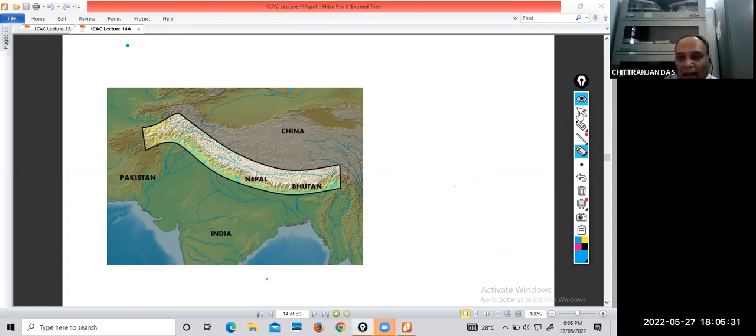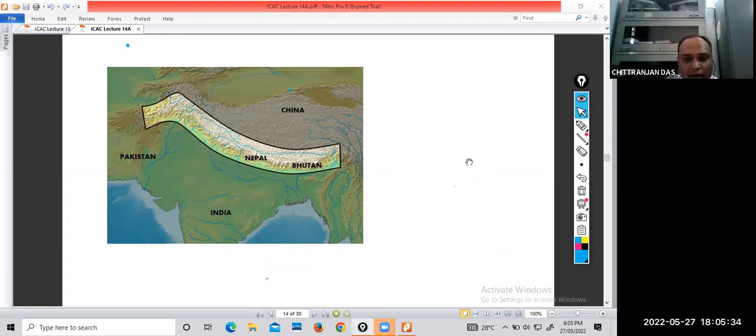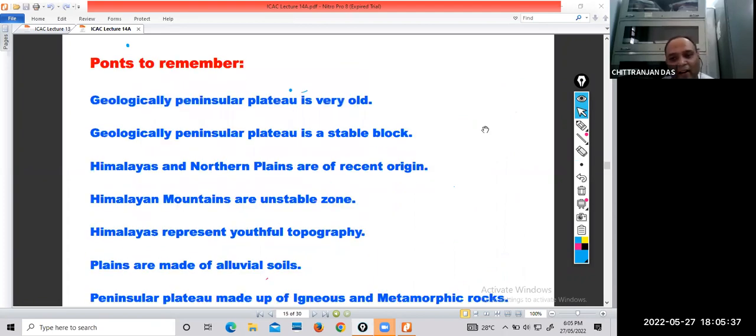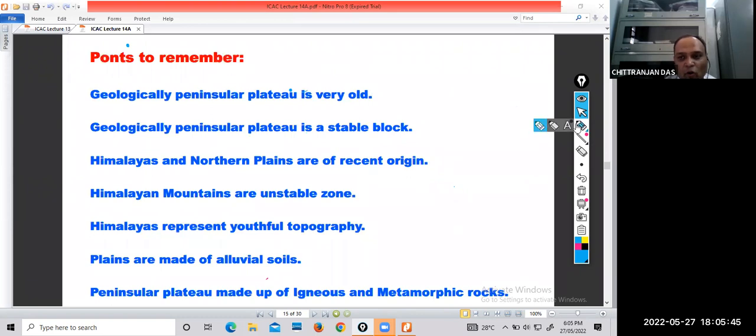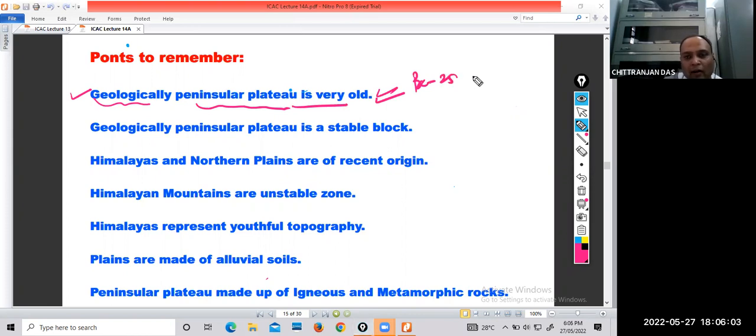Okay, so I will give you some points. Now you see, for the physiography of India, there are some points you have to remember. So let us go one by one. First point is geologically the peninsular plateau is very old. Always remember, it is from Precambrian, around 2500 to 500 million years ago. So very old. Then, geologically the peninsular plateau is a stable block.